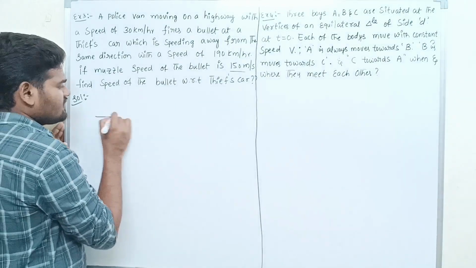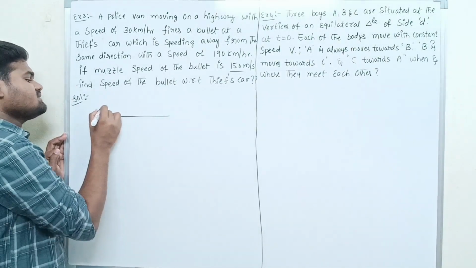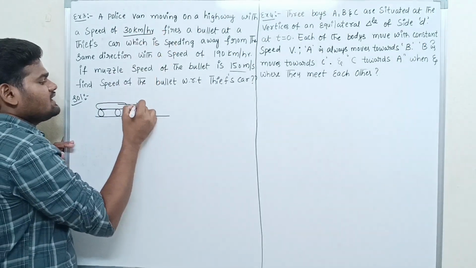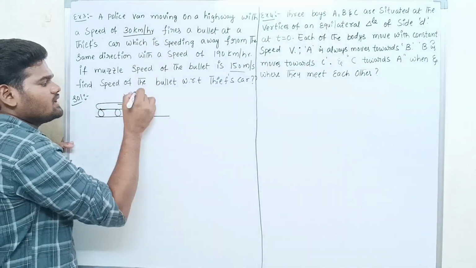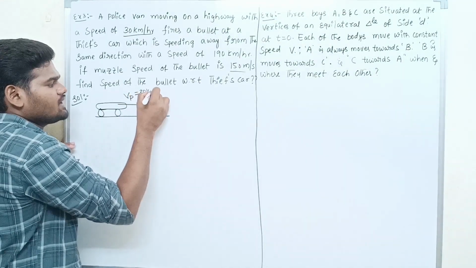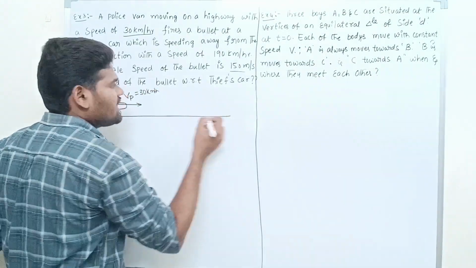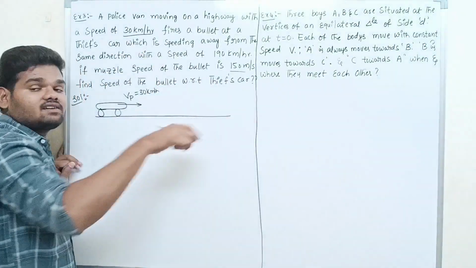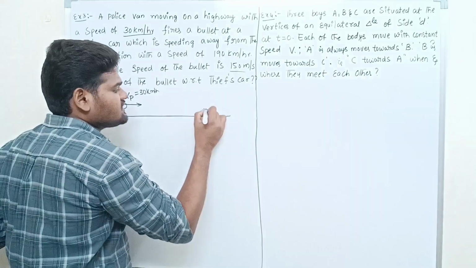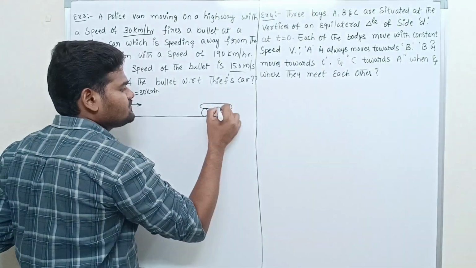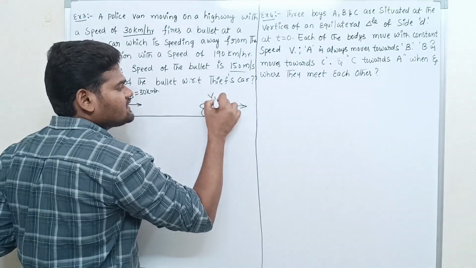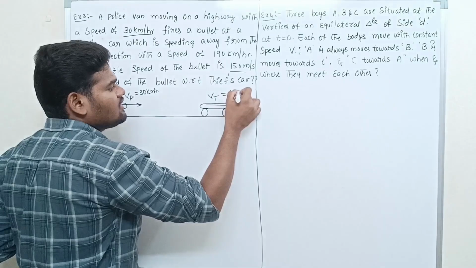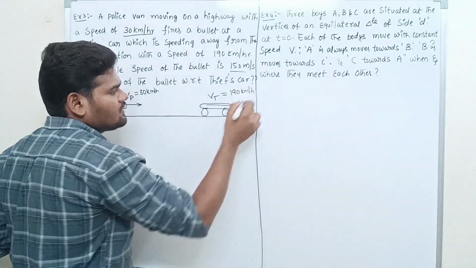On a highway, a police van is moving with a speed of 30 kilometers per hour. The velocity of the policeman is equal to 30 kilometer per hour. On the same highway, in the same direction, a thief's car is moving. So this is the velocity of the thief's car in the same direction, 190 kilometer per hour.